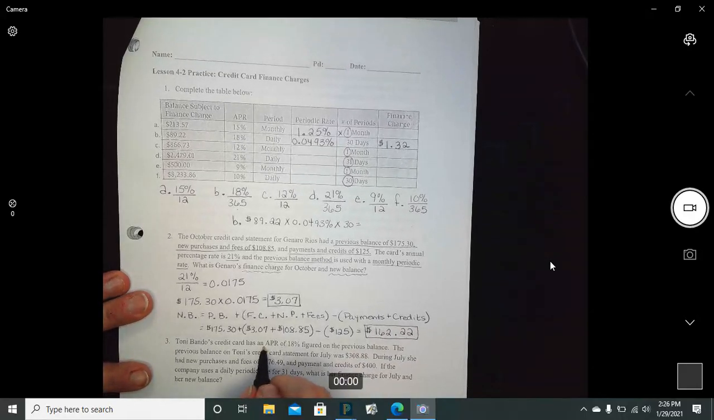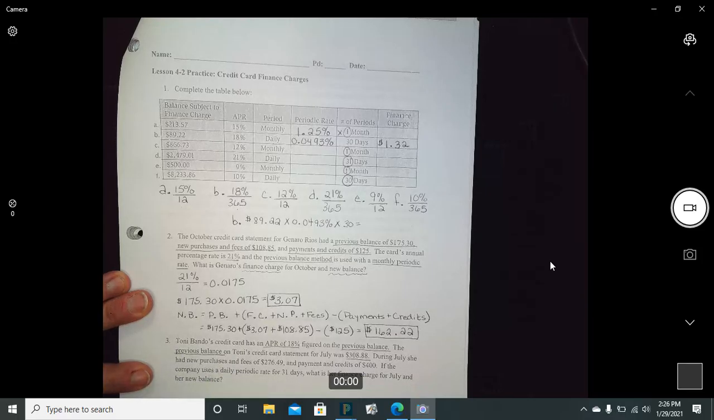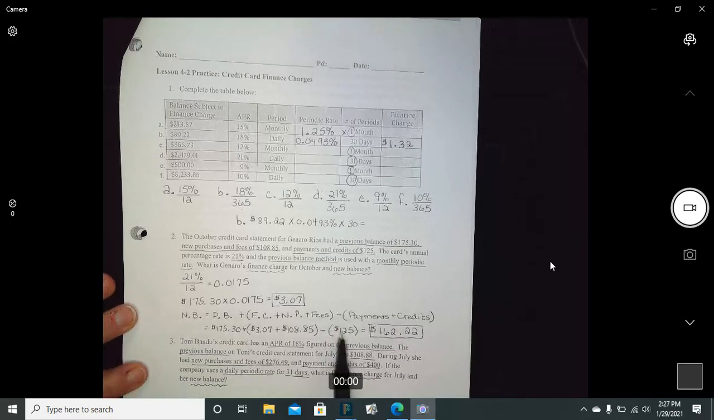This one I'm just going to underline stuff for you. All you need to do is underline the important information. And then we're wanting to find the finance charge and the new balance. So you'll have two answers just like this one up here.